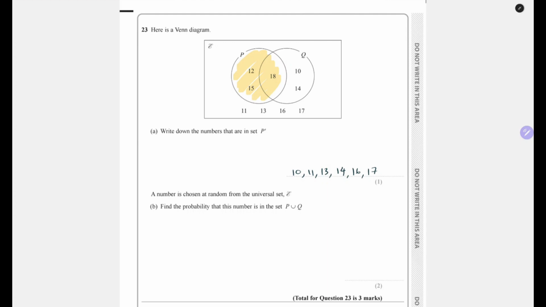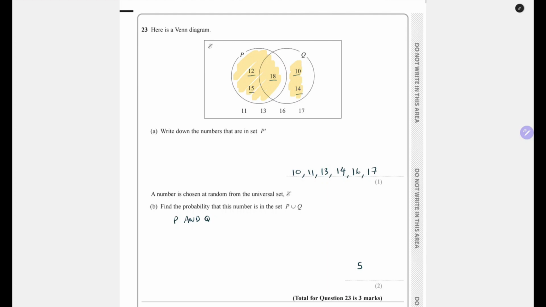Part B says, a number is chosen at random from the universal set. Find the probability that this number is in the set P union Q. So union means and, so we want all the numbers that are in P and all the numbers that are in Q. Well, we've highlighted all the numbers that are in P. It's 12, 18, and 15. But we also have all these numbers in Q as well. So in total, we have 1, 2, 3, 4, 5. So 5 numbers that satisfy P and Q.